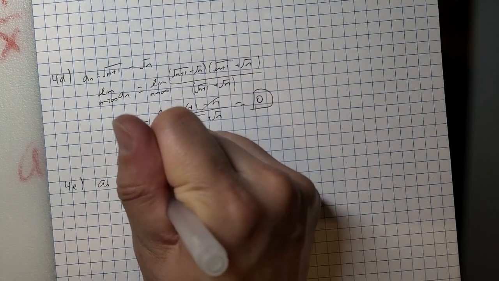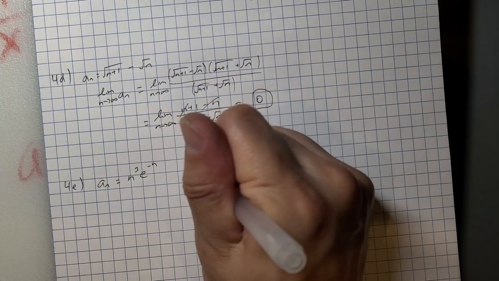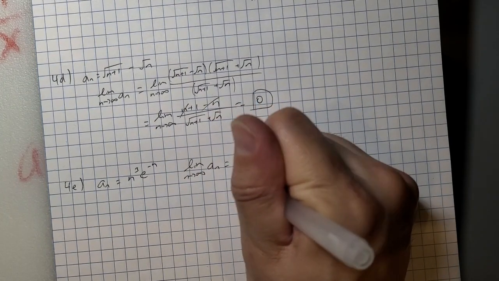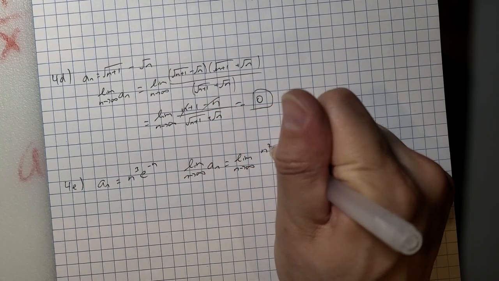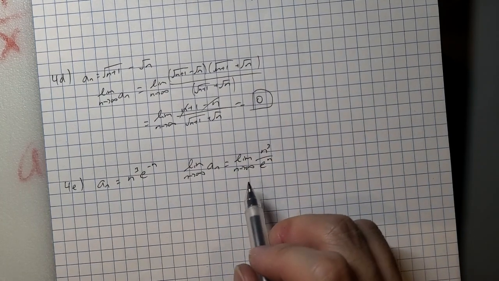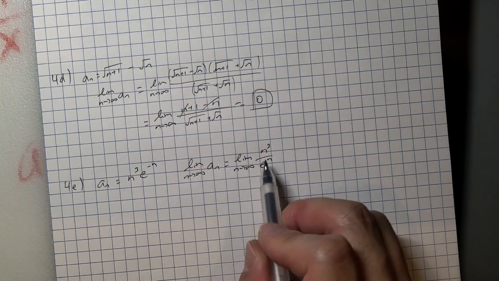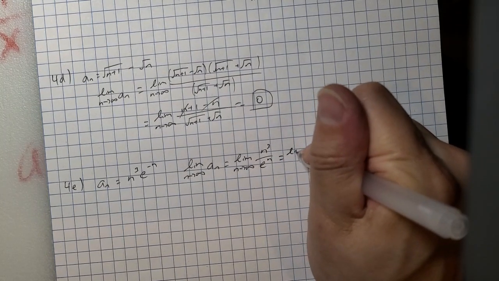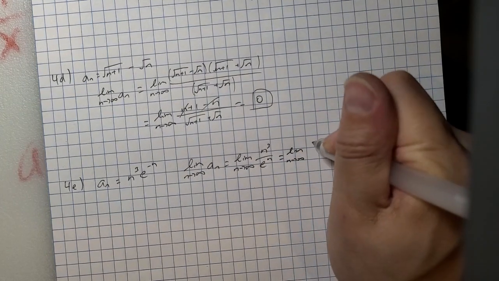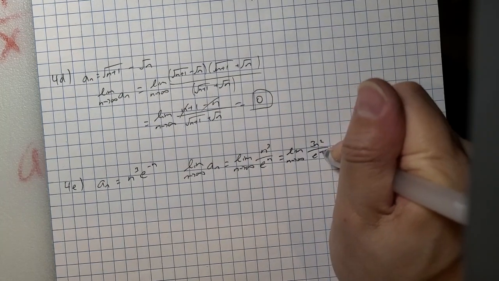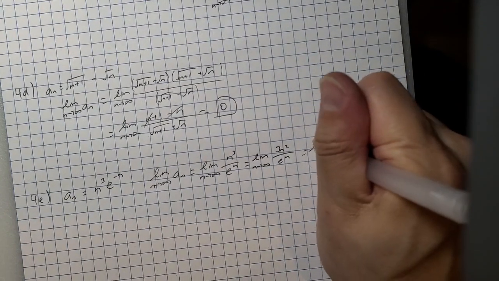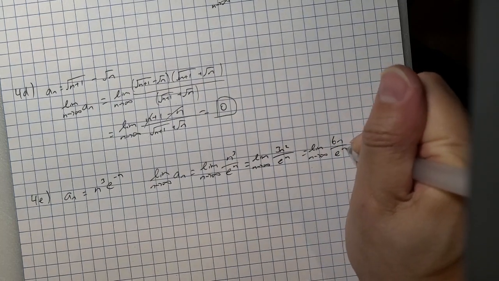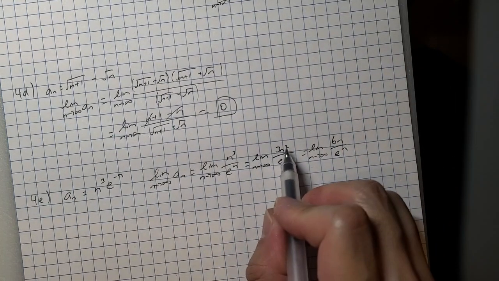For E, this one's also easy. N cubed e to the minus n. So limit as n goes to infinity of a sub n, we can write this as limit as n goes to infinity of n cubed over e to the n. When we write it like this, we have infinity over infinity, that's indeterminate. We can use L'Hopital's rule. That'll be 3n squared over e to the n. We use L'Hopital's rule again. That'll be 6n over e to the n. We just keep differentiating the top and the bottom separately.